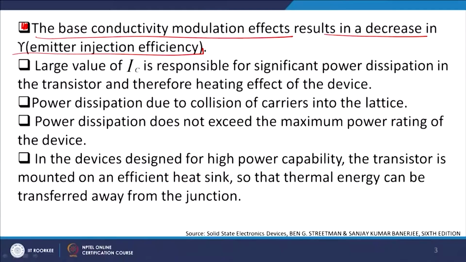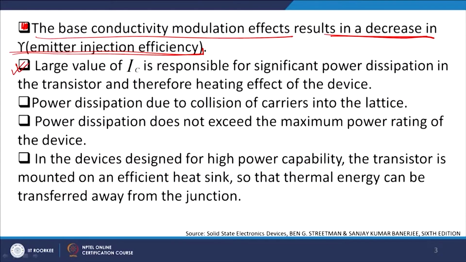So, what we have learned from this is that if the base conductivity modulation is there, it will decrease the emitter injection efficiency, which means it reduces the efficiency by which the emitter is able to inject its carriers onto the base side, because if it is very small, all the electrons will not be combining with holes. As a result, the emitter efficiency reduces.